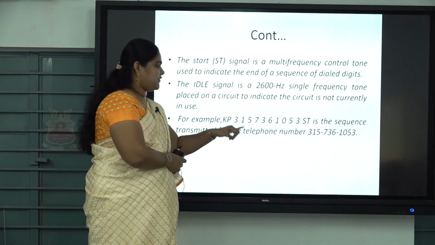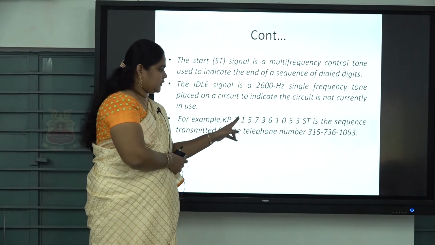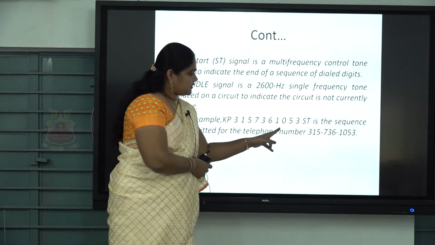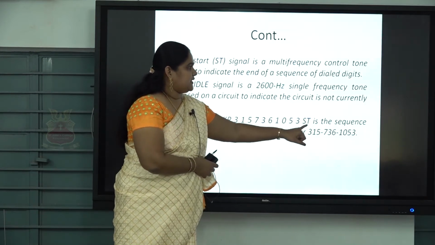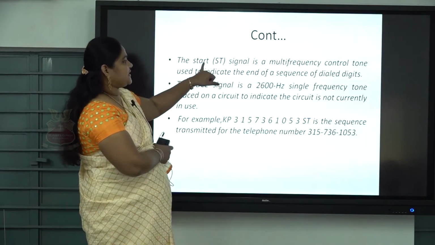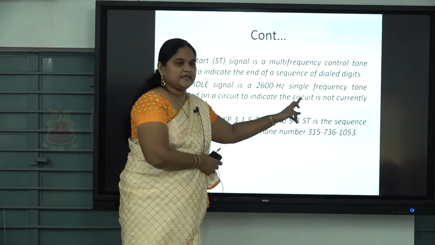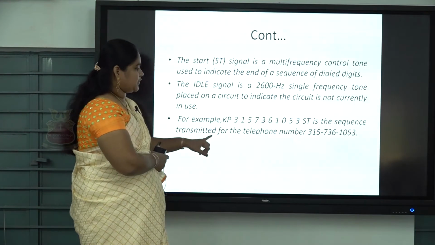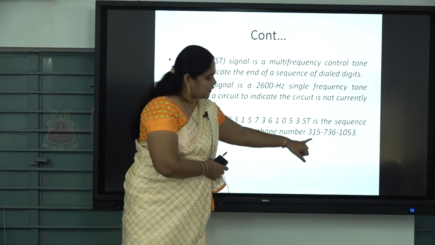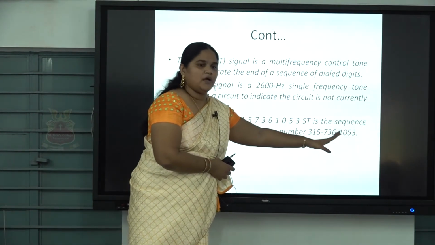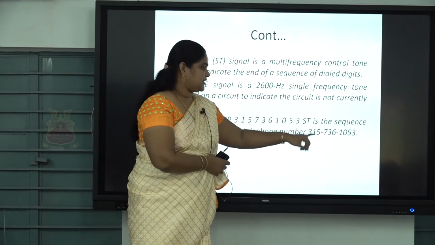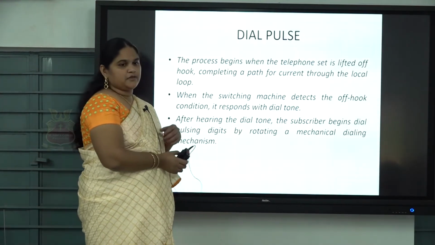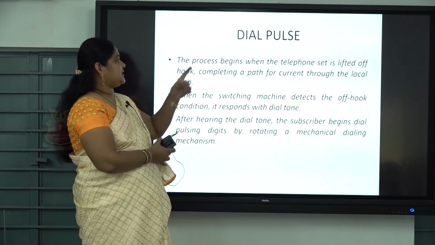Next we dial, for example, 315 7361053. ST is the start signal, and the start signal marks the end of the sequence. So if you press like that, we can transmit the telephone number 315 7361053. This is multi-frequency.